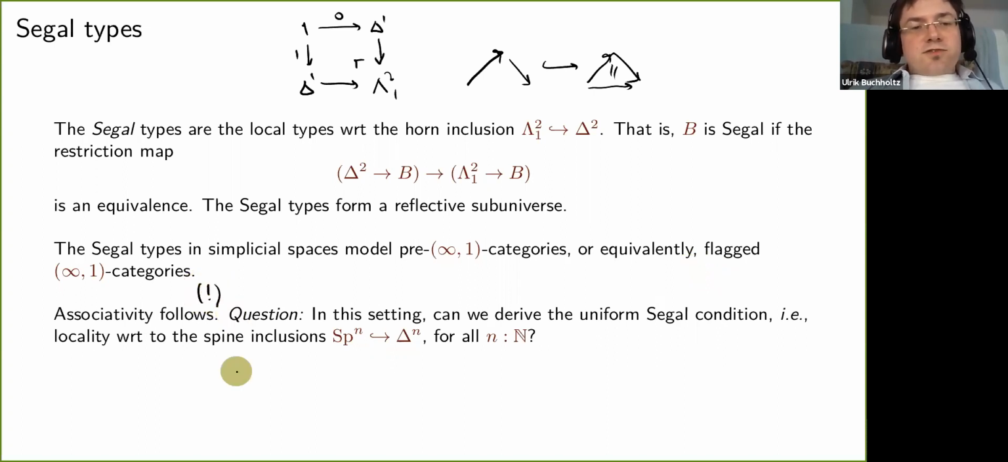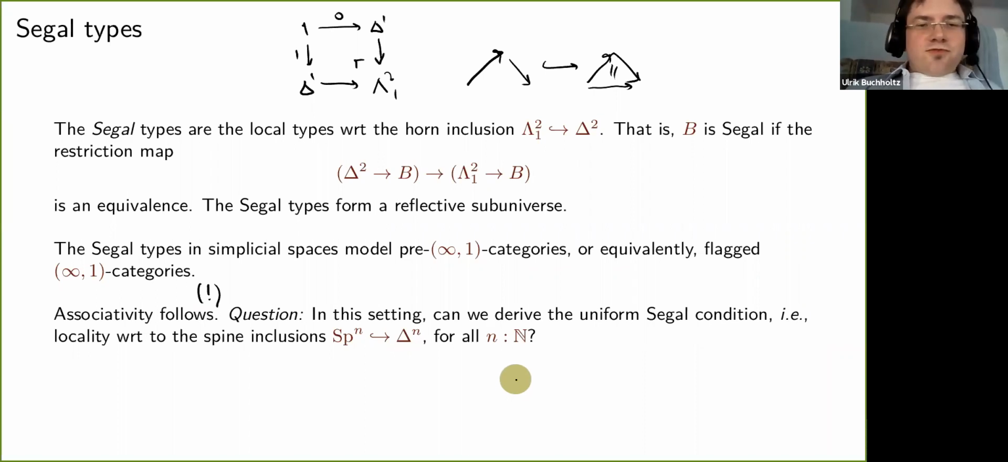And again, this is related to the previous question about how things would look if you actually formalize this. I think it should be possible to derive, uniformly in the natural numbers, the locality with respect to all spine inclusions. But I haven't thought much about this. It's something you can do for a meta natural number for sure. So one will have to think about whether it could be uniformized. But often you don't really need it.